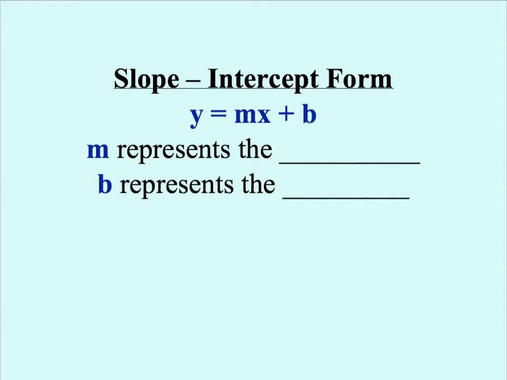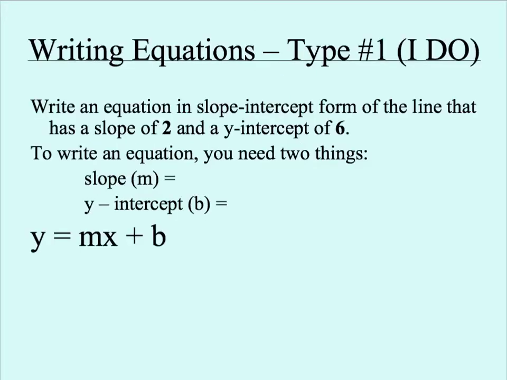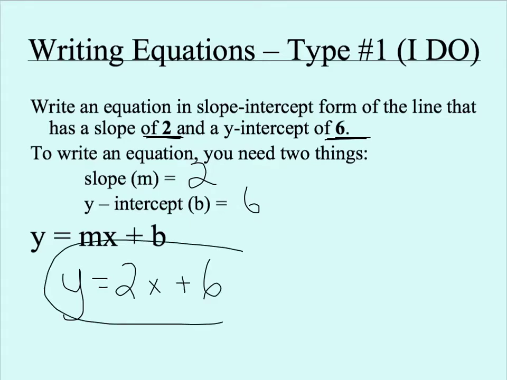Okay, what does m represent? The slope. And b, the y-intercept. So if we know that the equation of the line has a slope of 2, and we know that the y-intercept is 6, it's fairly easy to fill in. We already know m, it's 2, and we already know b is 6. So we just simply write it as y = 2x + 6. We're just filling in for m and b.